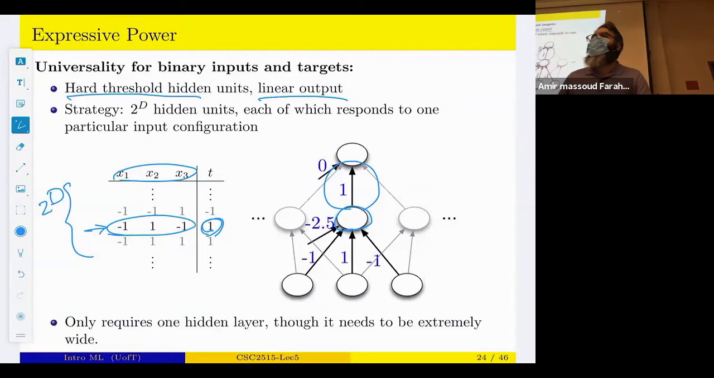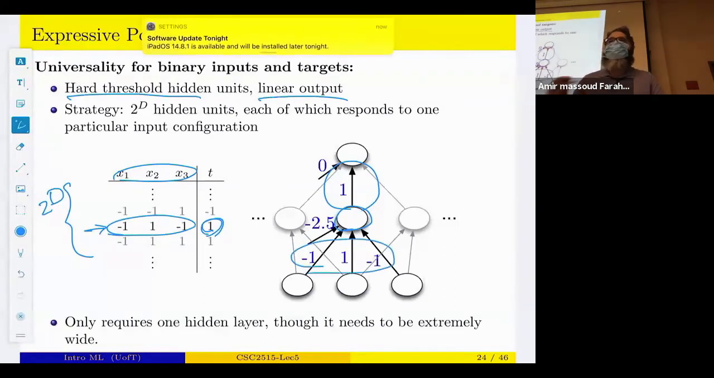Now we'll look at this slide and try to figure out why, for example, these specific weights are chosen in order to generate this value.